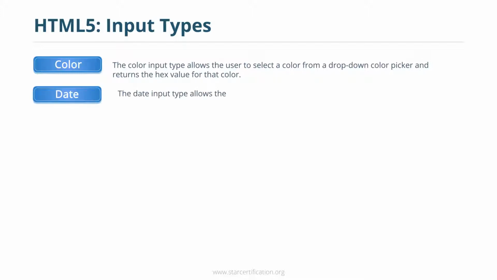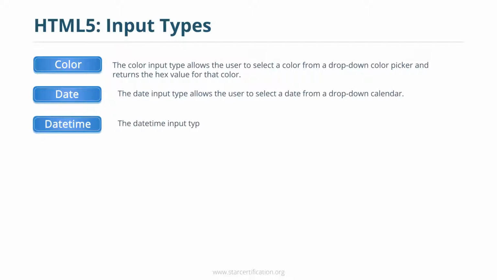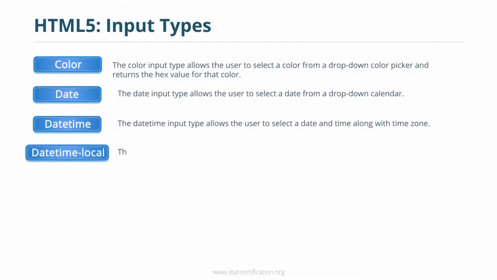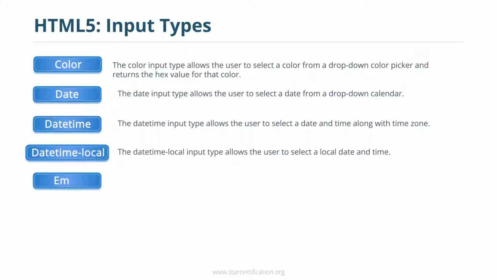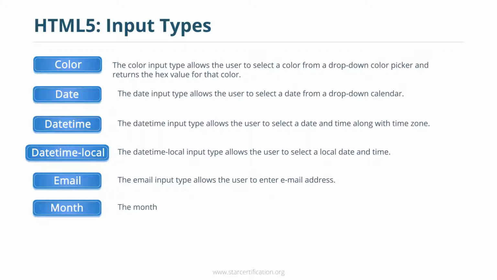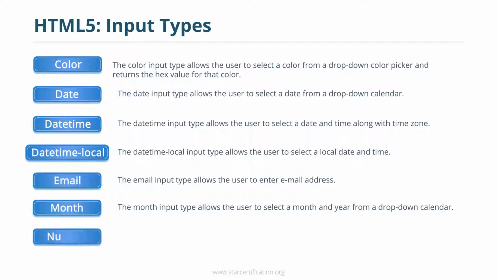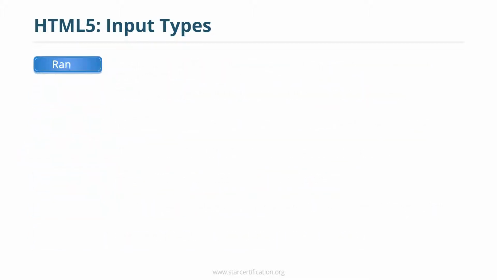The date input type allows the user to select a date from a drop-down calendar. The datetime input type allows the user to select a date and time along with time zone. The datetime-local input type allows the user to select a local date and time. The email input type allows the user to enter an email address. The month input type allows the user to select a month and year from a drop-down calendar. The number input type can be used for entering a numerical value. The range input type can be used for entering a numerical value within a specified range.